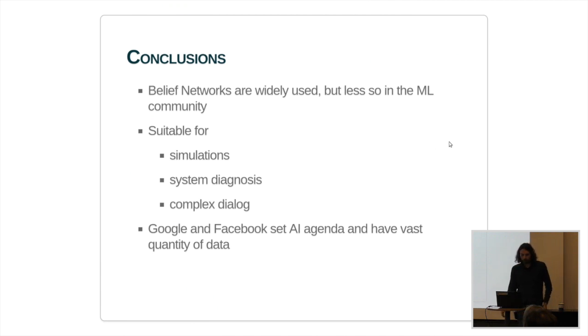So, in conclusion, this is the last slide. Belief networks are widely used, but they are less used in the machine learning community. And part of that, I would say, is because the large companies like Google and Facebook suck up all the AI researchers. And of course, large companies have a lot of data. So they're interested in things that concern a lot of data. And that's nice because they share these results with the rest of us, and it's great because it brings the field forward. But it also gives us a bias towards large data.